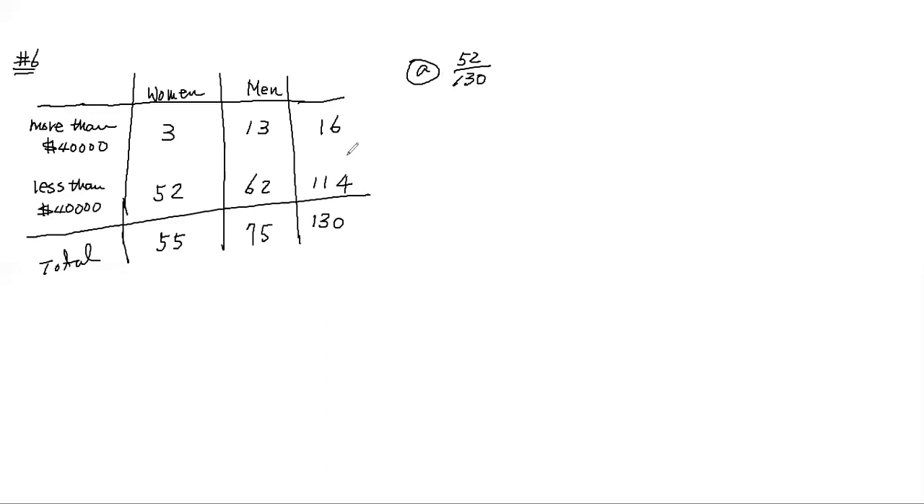52 over 130, so this is 2/5. So it's 40%, the chance you pick a woman who earns less than 40,000. Okay, part B is here. A man earns more than 40,000. What is the chance you pick a man?